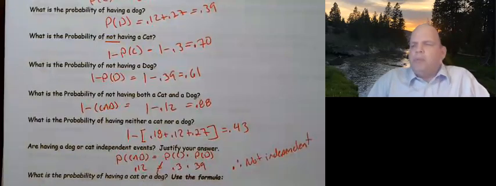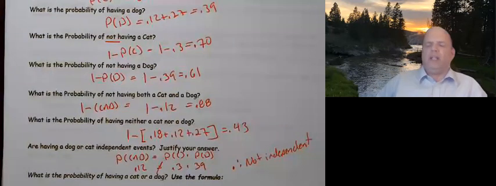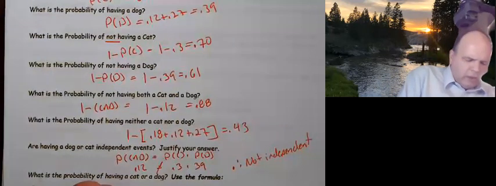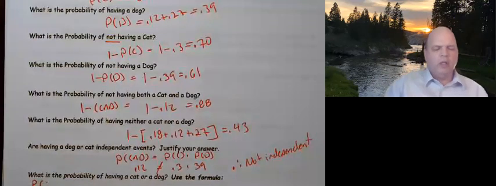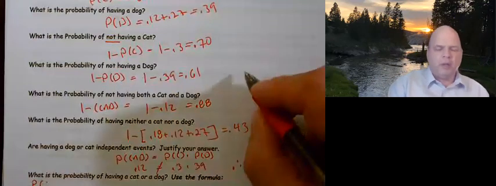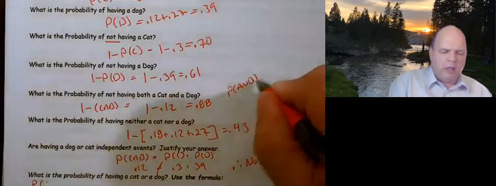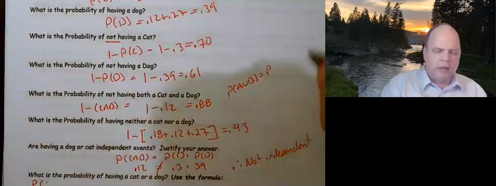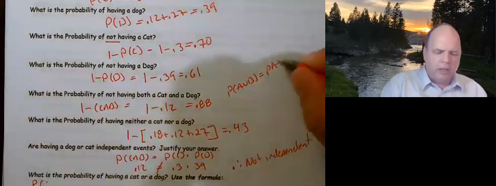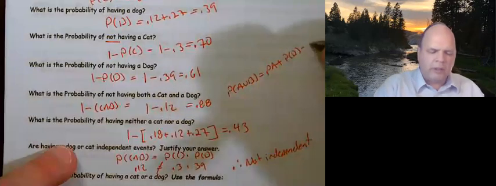What is the probability of having a cat or a dog? All right, this is where I need to use the general addition rule. And the general addition rule is, I'll just write it up here where I have a little room. So probability of A union B equals the probability of A plus the probability of B minus the probability of A and B.